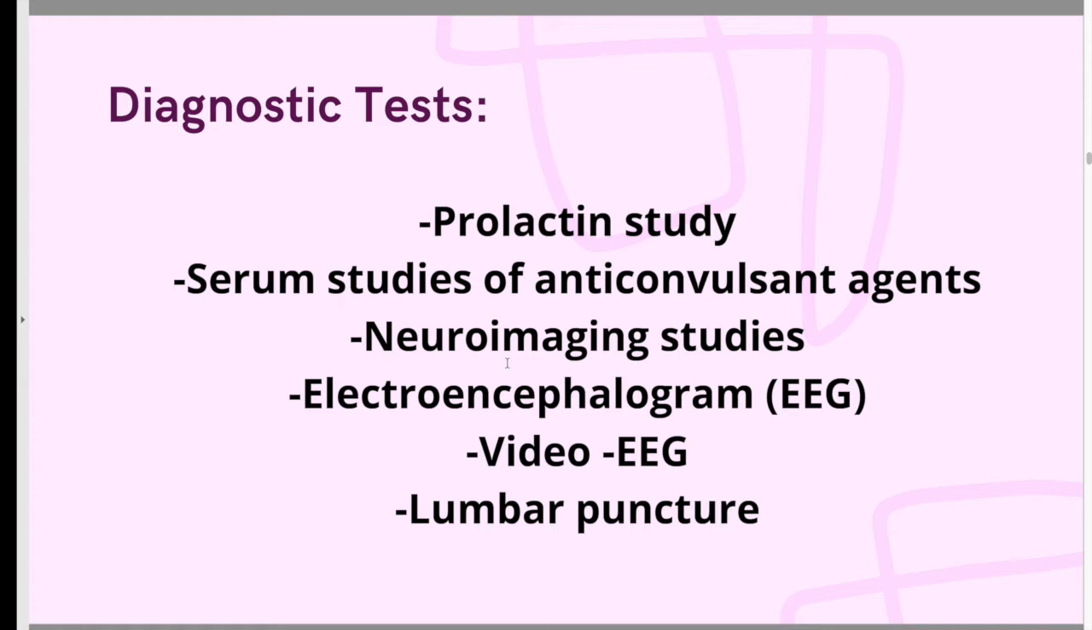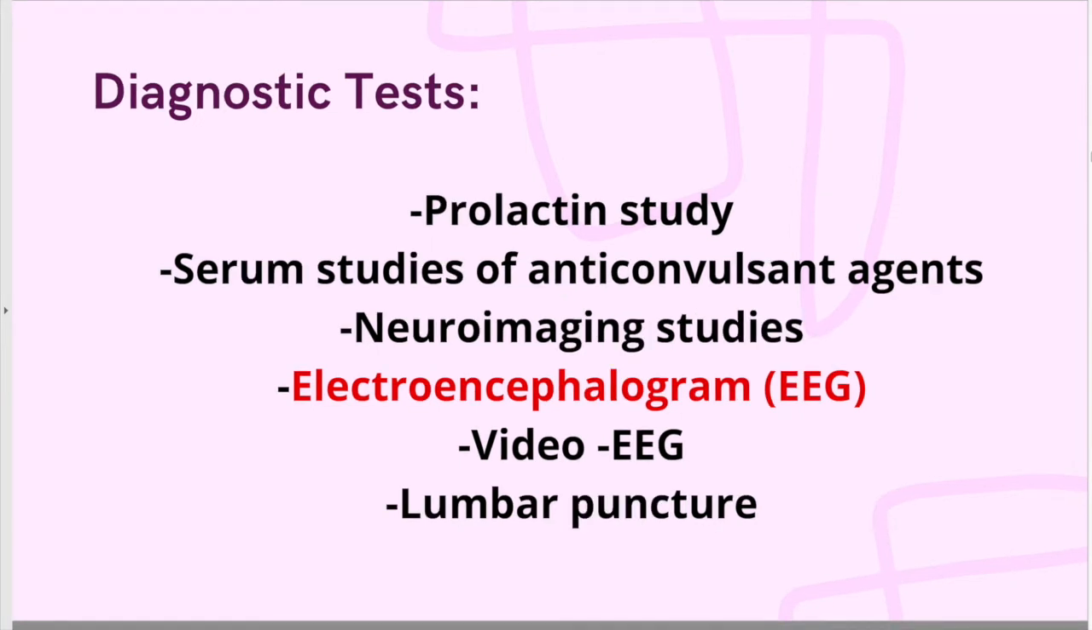Next is video EEG. Monitoring is the criterion standard for classifying the type of seizure or syndrome or for diagnosing pseudo-seizures, that is, for establishing a definitive diagnosis of spells with impairment of consciousness. Lastly is lumbar puncture. It detects abnormal cerebrospinal fluid pressure, signs of infection or bleeding as a cause of seizure activity, but this is rarely done. The most important diagnostic test here is the electroencephalogram.